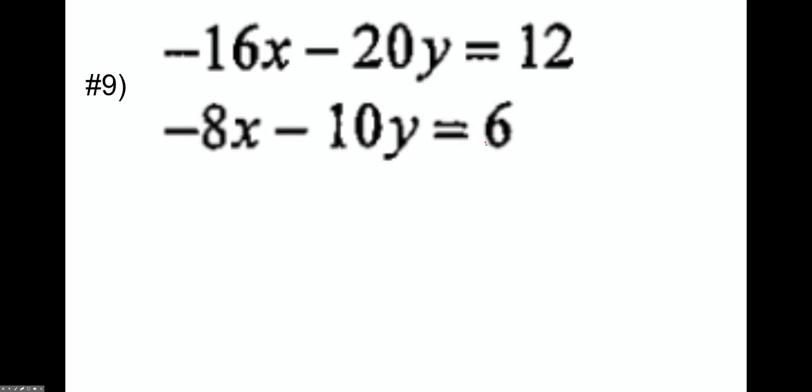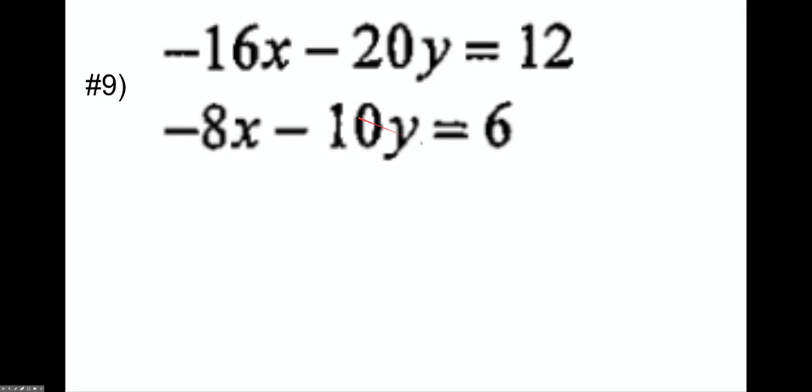Number 9. I'm going to multiply the bottom by 2 because 2 times 8 is 16. 2 times 10 is 20. And 2 times 6 is 12. So these endings are going to be the same. They're going to cancel each other out. I know I'm doing this very quickly because I'm just talking to you about it, but please make sure that on your worksheet, you're showing all the steps that I'm talking about. Make sure you show the parentheses and that you're multiplying all of this by 2. Show your work.